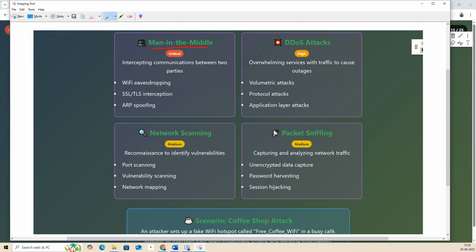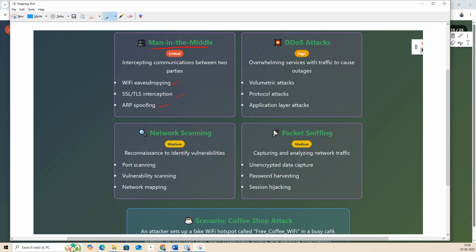Man in the middle attacks are particularly insidious because victims often have no idea they are being monitored. Attackers position themselves between you and your intended destination, intercepting all communications. Then we have Wi-Fi eavesdropping, which is the most common. SSL/TLS interception allows attackers to decrypt supposedly secure communication. Then we have ARP poisoning, which lets them redirect network traffic through their systems.